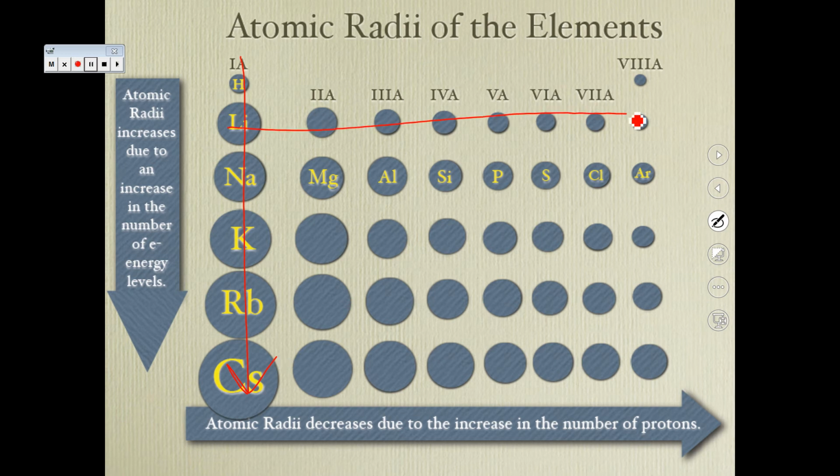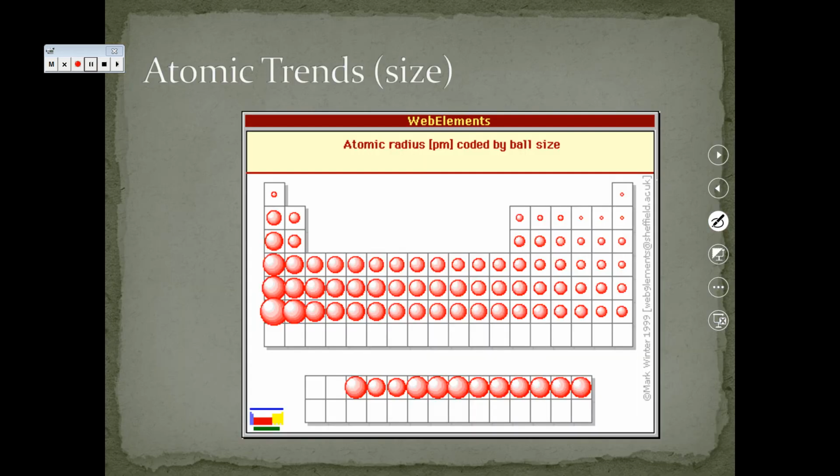As you go right across the periodic table, the atomic radius gets smaller. This table shows that trend. As you go down, the atoms get bigger. As you go right, the atoms get smaller.